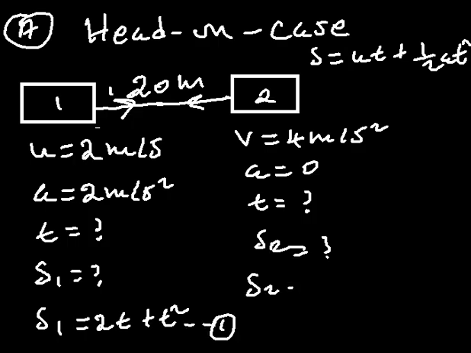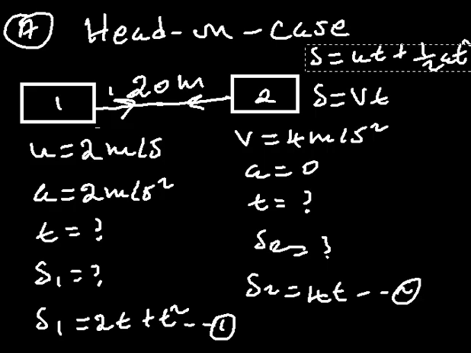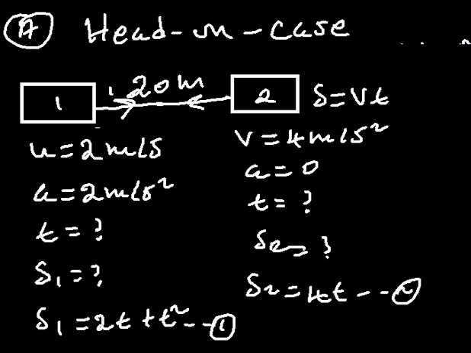And how about the displacement for object 2? Since it is moving at a constant speed, mind you, it means the acceleration is 0. Hence the displacement formula will be given as vt. Hence S2 is given as 4t. This is equation number 2. And from there we can have the time taken using the same principle, in the sense that S1 plus S2 is given as 20.